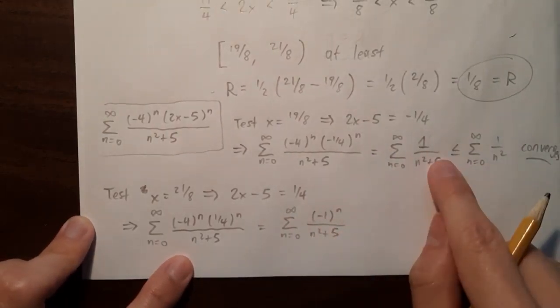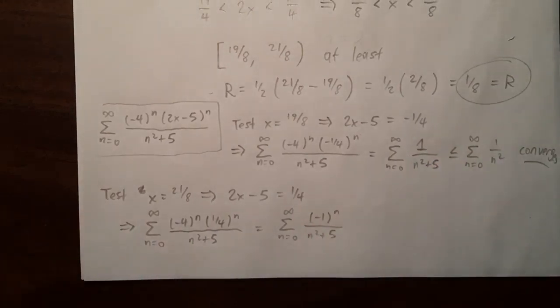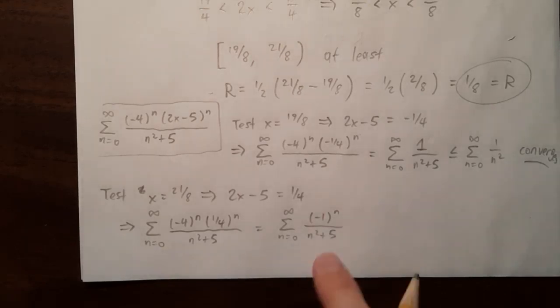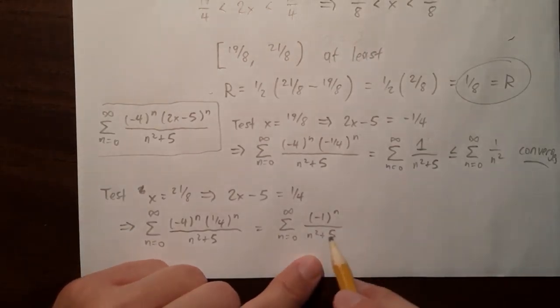So, okay, this is basically what we had before, except it's an alternating version of it. But making a convergent series alternating is certainly not going to make it divergent. This is definitely still going to converge. And you can see why.